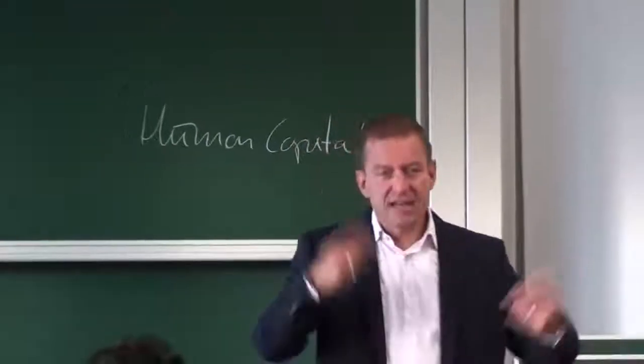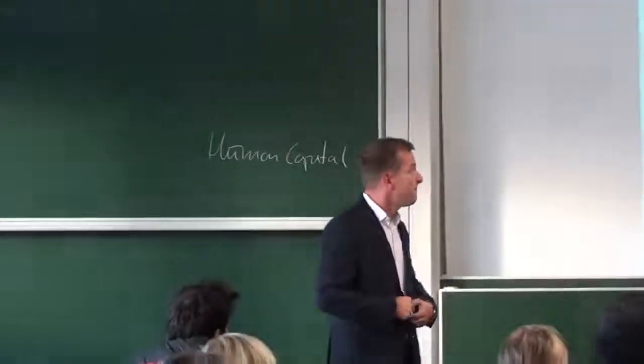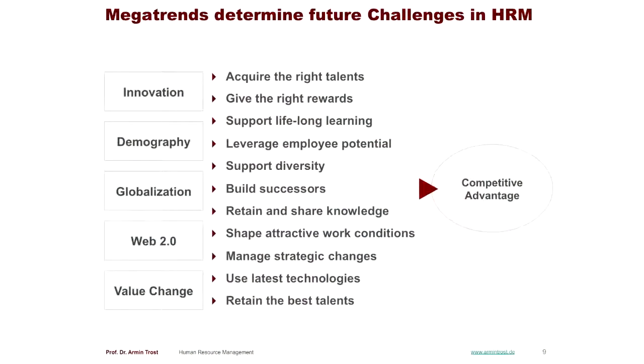Here is the kind of summary. I said there are 5 trends that really impact the world: innovation, demography, globalization, Web 2.0, value change. I think these are the 5 major trends. Of course, there are more trends in the world, climate change maybe, or some others. But the important thing is that all these things have an impact on challenges that relate to human resource management. And we'll talk about these challenges in much detail.